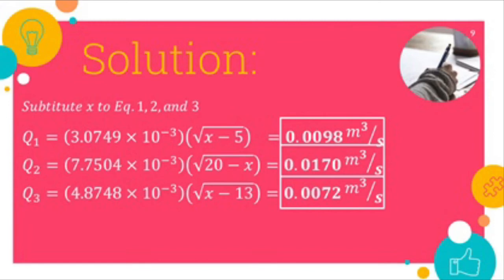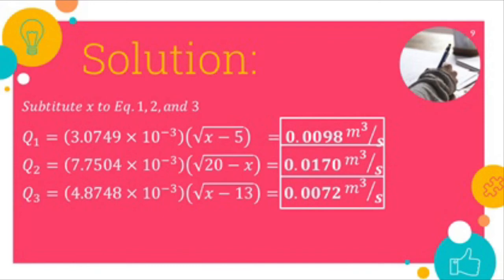Q sub 1 is equal to 3.0749 times 10 raised to negative 3 multiplied by the square root of x, which is 15.2 meters minus 5, and the final answer is 0.098 meter cube per second. And for Q sub 2, 7.7504 times 10 raised to negative 3 multiplied by the square root of 20 minus 15.2. The final answer is 0.0170 meter cube per second.